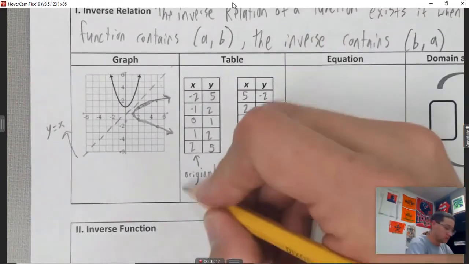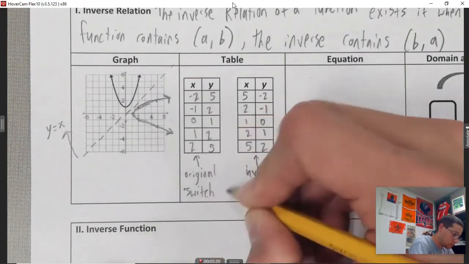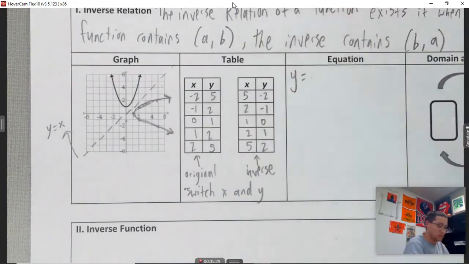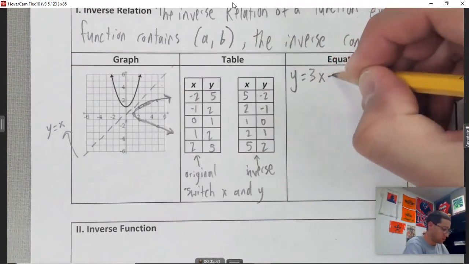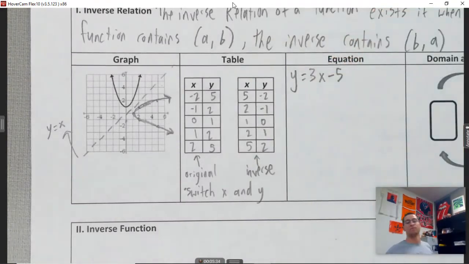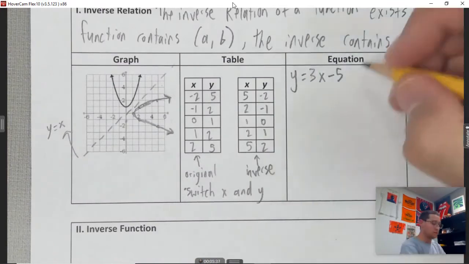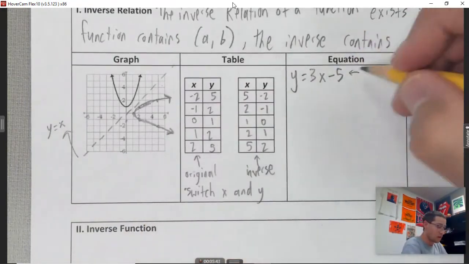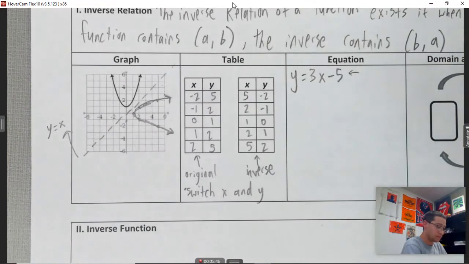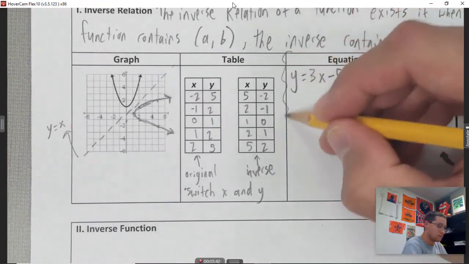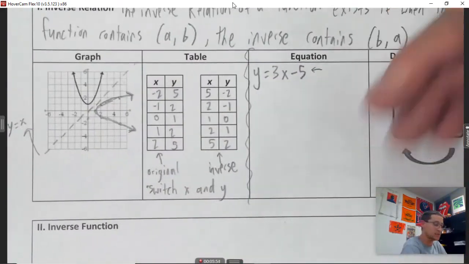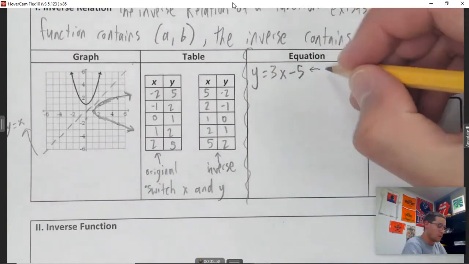Okay, so just to make a note, we switch x and y. Here's an example of an equation. Say it was 3x plus or minus 5, so y equals 3x minus 5. This is a different, separate example than all this. It's just a general equation to see what happens. We've got y equals 3x minus 5, and this is my original.